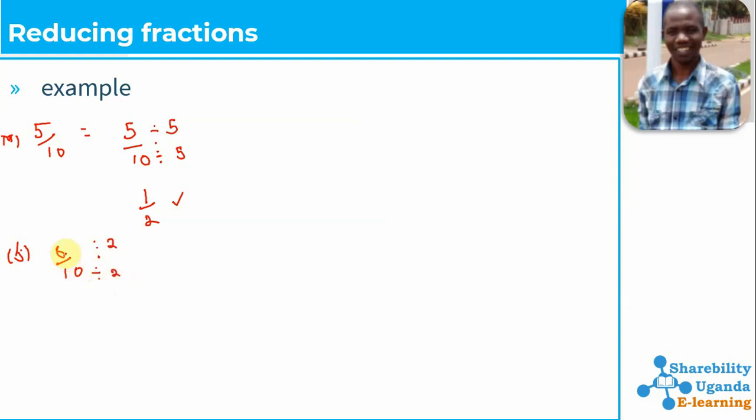So 8 divided by 2, we get 4 here. 10 divided by 2 gives our 5. Okay, so now we have been able to get 4 out of 5. Here we can no longer divide more because we don't have a common factor that can divide our 4 and 5. So we leave it at this stage.